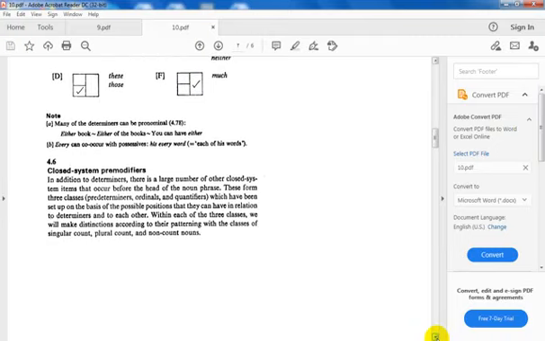Closed-system pre-modifiers. In addition to determiners, there is a large number of other closed-system items that occur before the head of the noun phrase. What are they? They form three classes. Predeterminers: pre means they come before the determiner.